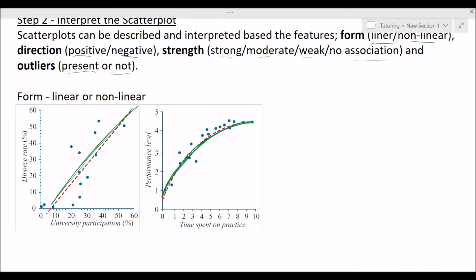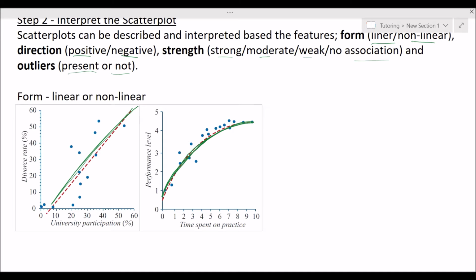If you have a look at the 2020 external exam, you will see that there was a question where students had to do linear regression analysis and the data was not linear. It was a bit of a trick question there. So make sure you always check to see if the data is linear or not.